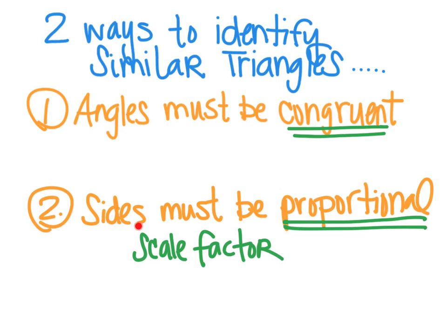All right, so if you look at the sides of a triangle, proportional means it has to use the same scale factor. Like one triangle would have to be multiplied all by 2, or one triangle would all have to be divided by 3, or something like that.